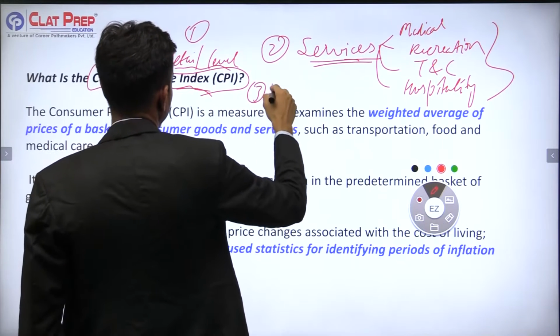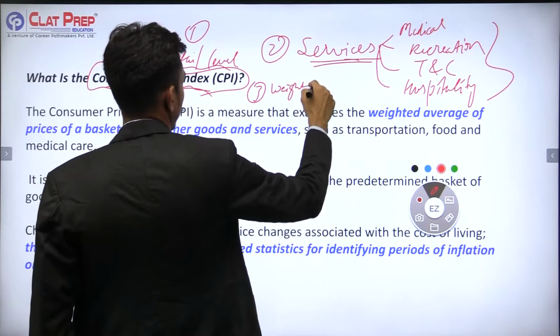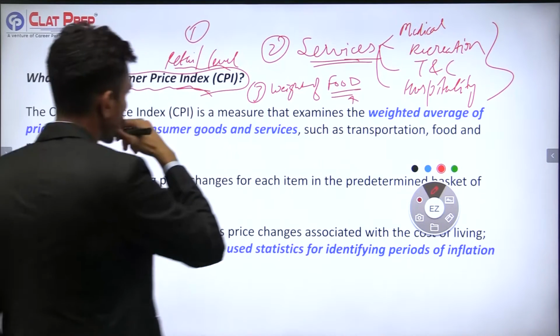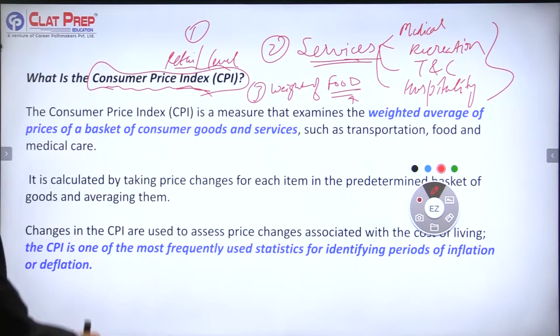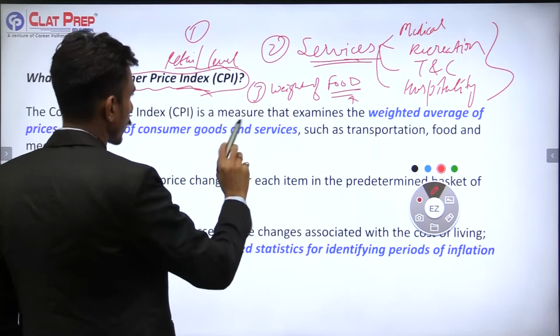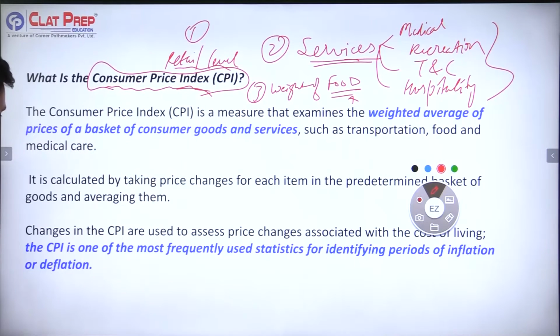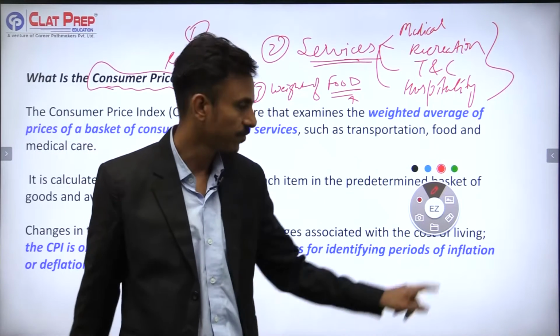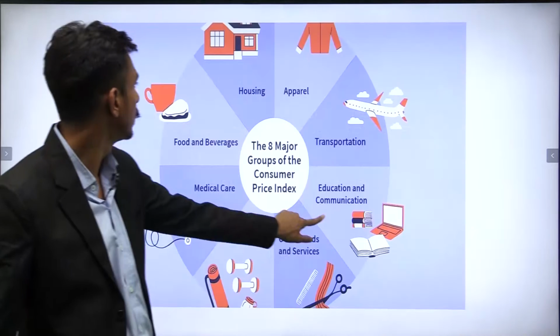Plus the weight of food is high in CPI, right? So it is the weighted average of a basket of consumer goods and services at the retail level, right? And it is one of the most frequently used statistics for identifying periods of inflation in India. I hope it is clear.